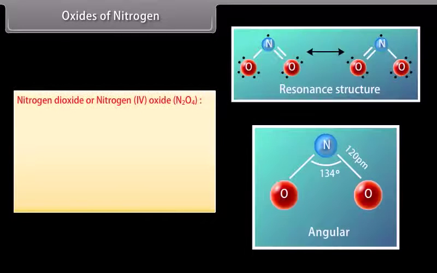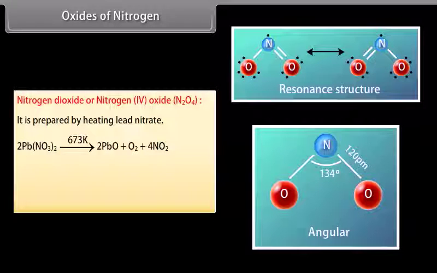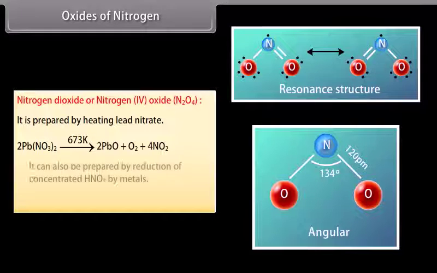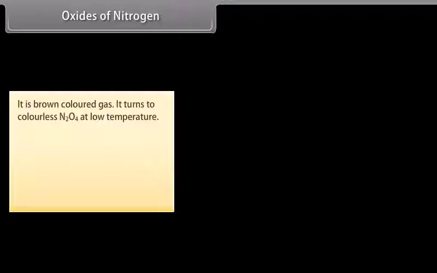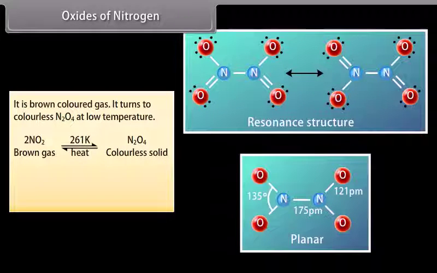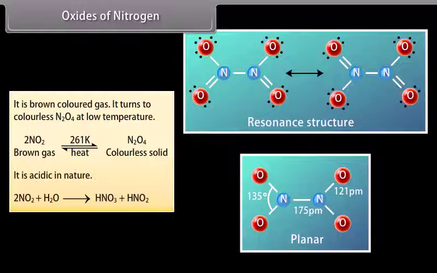Nitrogen dioxide, or nitrogen(IV) oxide. It is prepared by heating lead nitrate. It can also be prepared by reduction of concentrated HNO3 by metals. It is a brown-colored gas. It turns to colorless N2O4 at low temperature. It is acidic in nature.